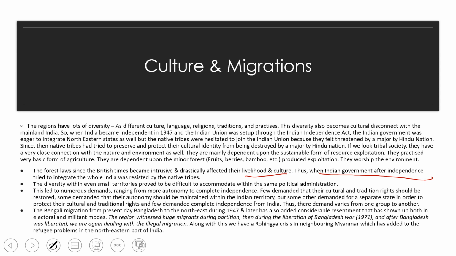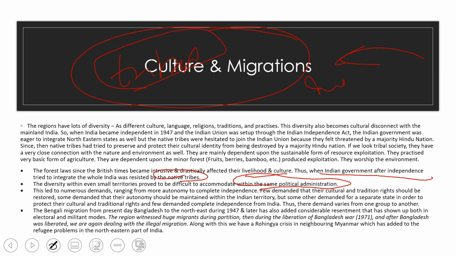Thus when the Indian government after independence tried to integrate the whole of India, it was resisted by the native tribes. When the Indian government tried to make these eastern states part of the whole Union of India, the tribal people resisted combining with India, and the diversity even within small territories proved difficult to accommodate under the same political administration. And due to this only we see that the eastern states were neglected. Development has not been done by the political leaders, because the diversity present in those regions is very high, and the terrain is very difficult.